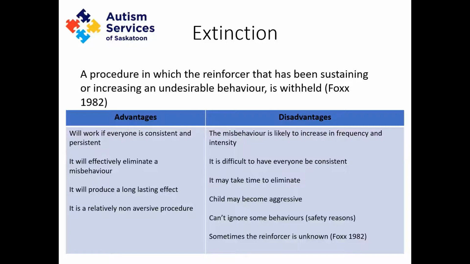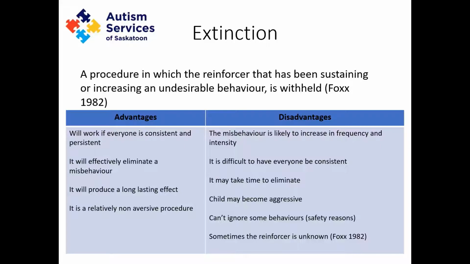It can be difficult to have everybody be consistent, especially for children that have a variety of different caregivers in their life, be it two parents, grandparents, aunts, uncles, daycare workers, teachers. Some people have a lot of caregivers in their life, and not all of those caregivers are going to be consistent with the strategies, which can be a disadvantage because consistency is very important. It may take time to eliminate this behavior. The child may become aggressive. That's also a disadvantage when they're trying harder to get that need met.